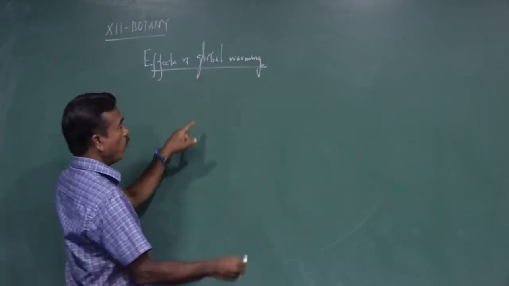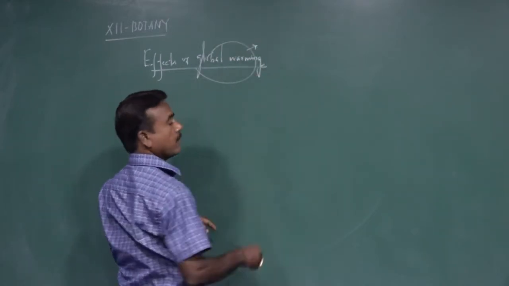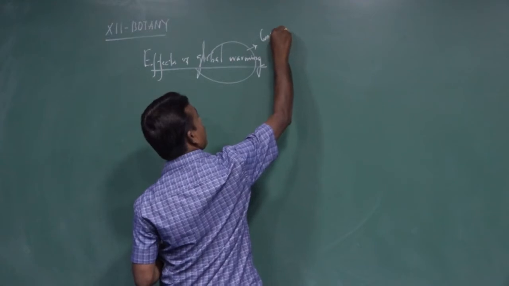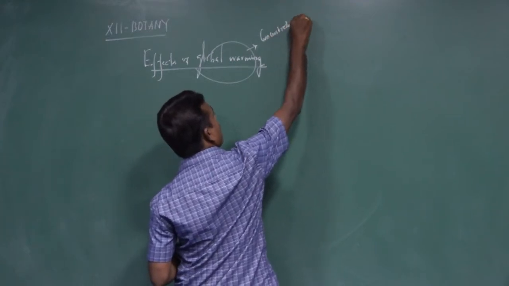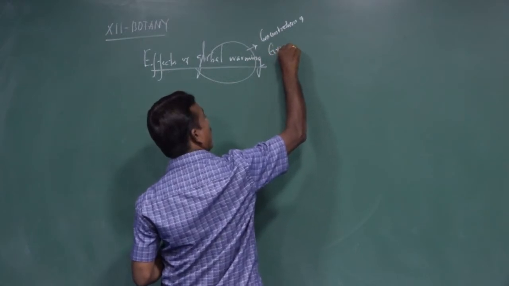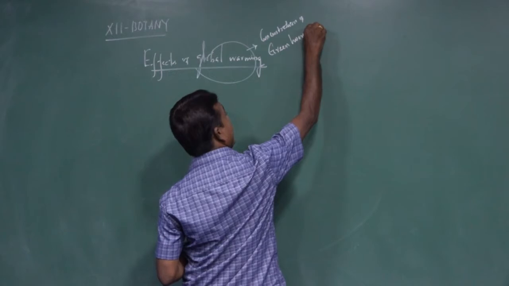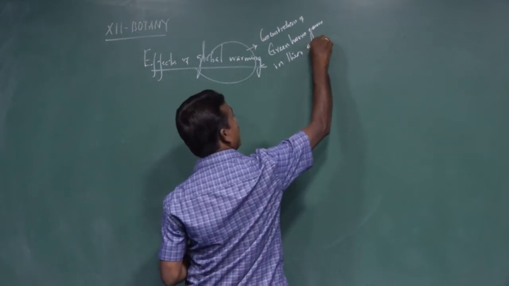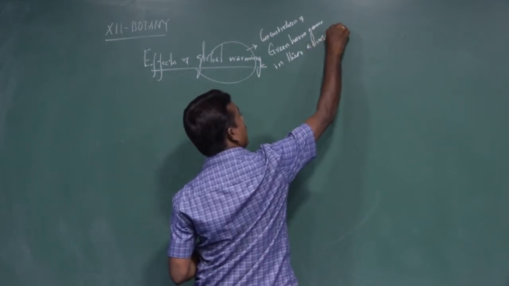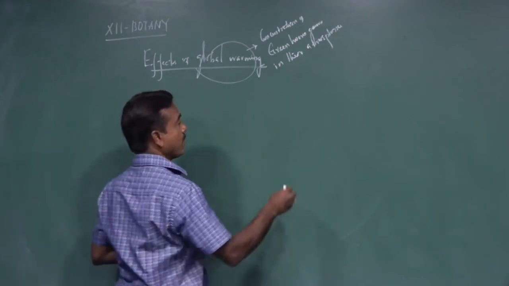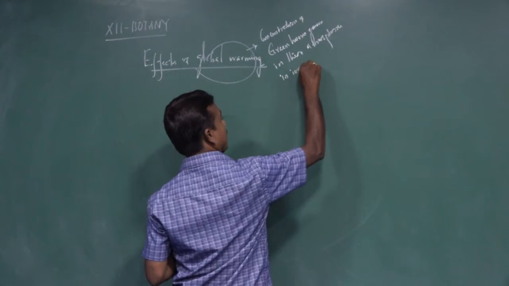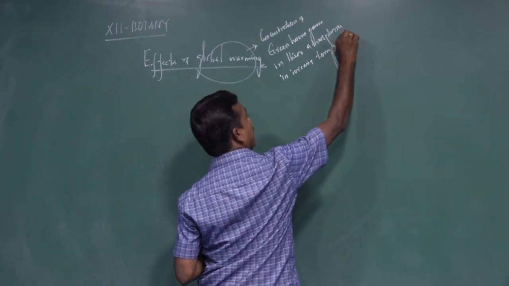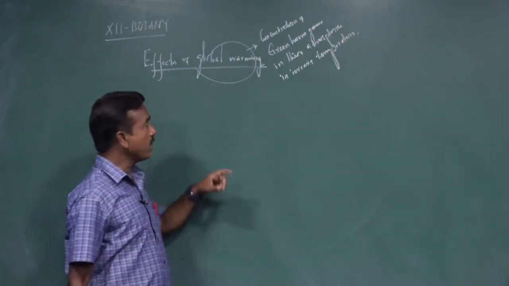So what is the meaning of global warming? Due to the concentration of greenhouse gases in the atmosphere, which is responsible for increasing temperature, that is commonly called global warming.